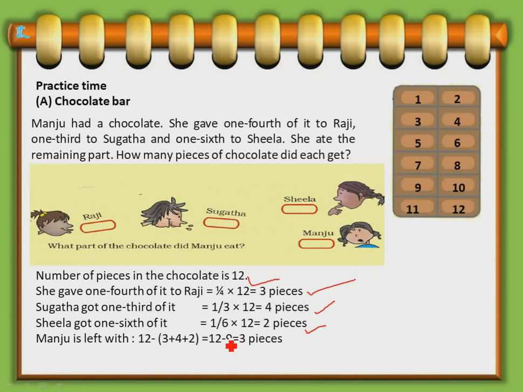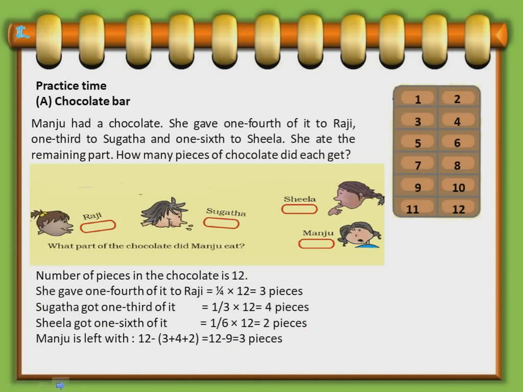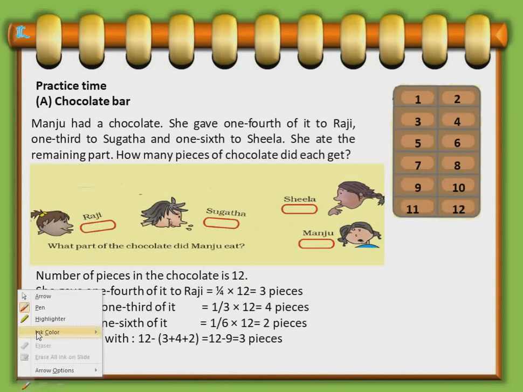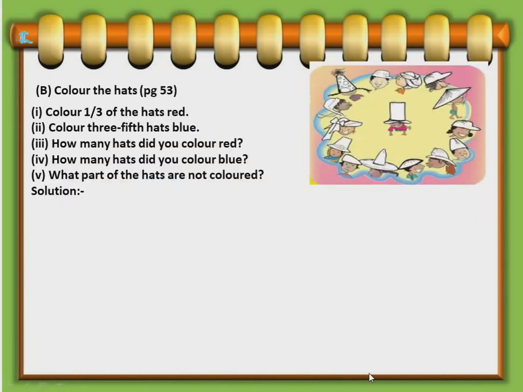So to find what's left, what will we do? We have to subtract. Yes or no? Then we'll get 3 pieces. So Raji got how many? 3. Sugada 4. Sheila 2. Manju 3. All of you understood till here?